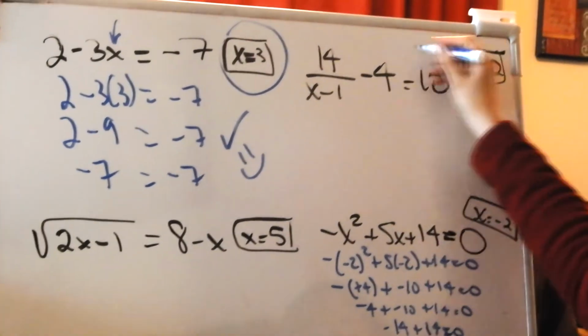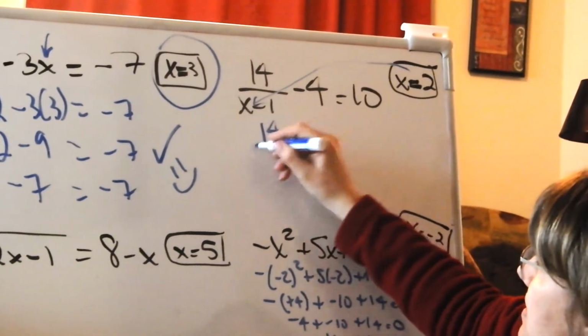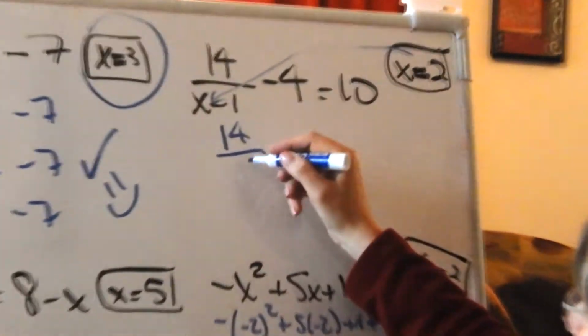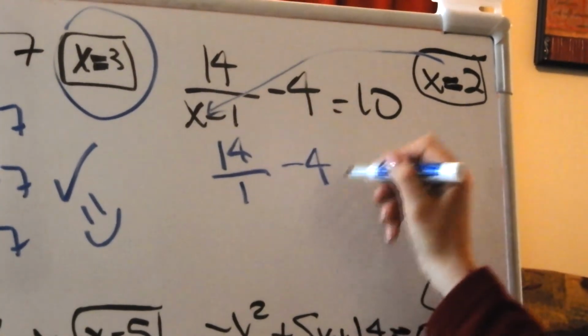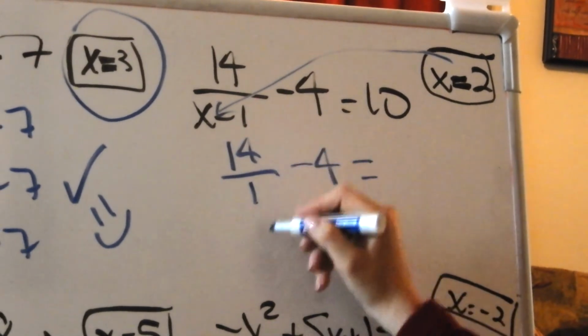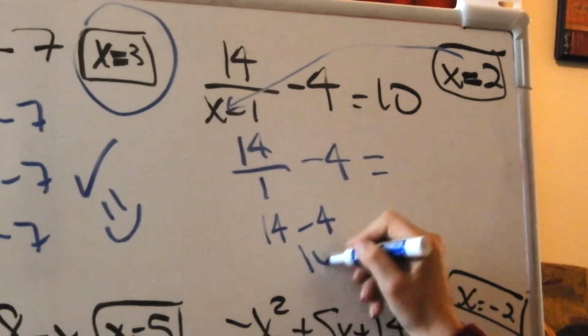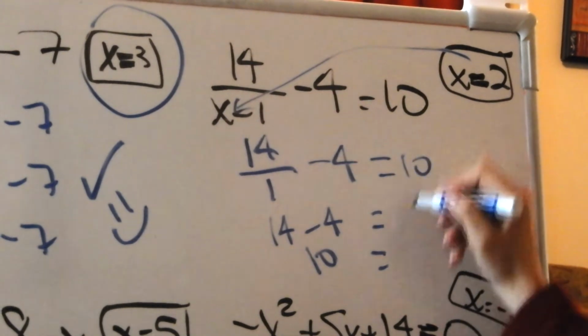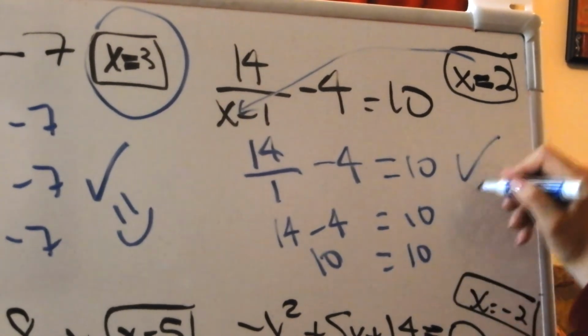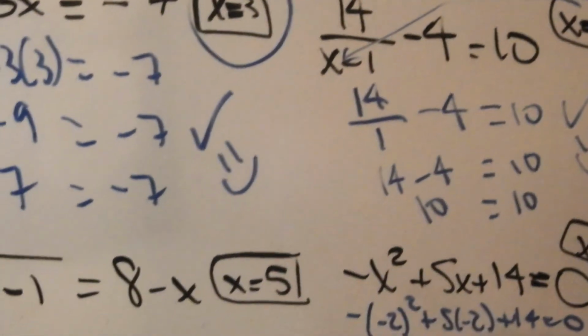So again, I'm just going to sub that in and do order of operations. 2 minus 1 is 1. And then 14 divided by 1 is 14. Minus 4 is 10. And notice that balances with the right side. So again, I'm 100% sure I did the problem right.